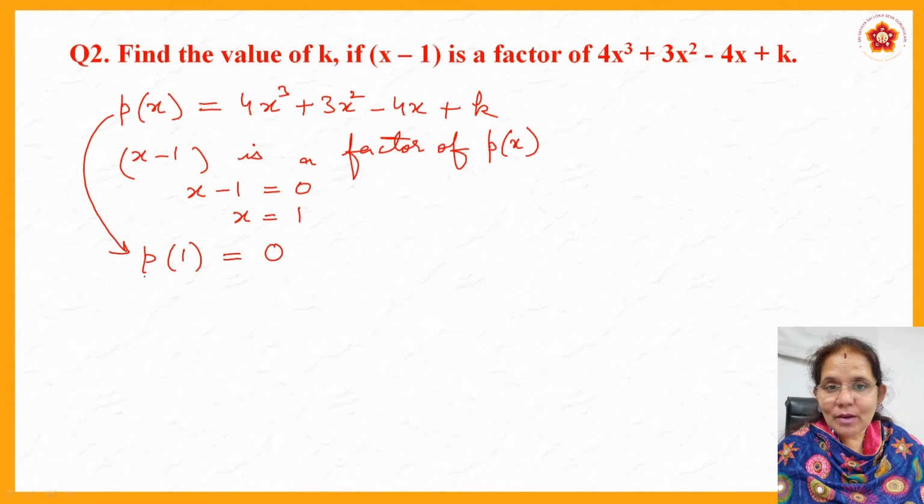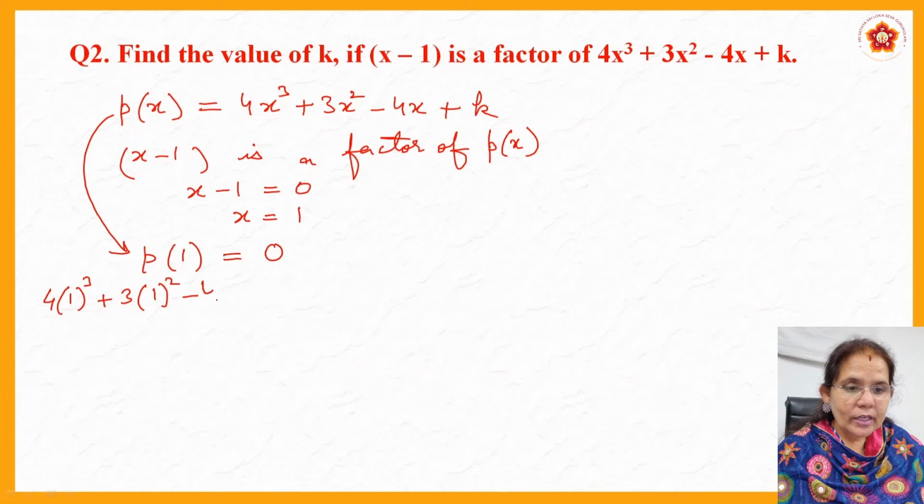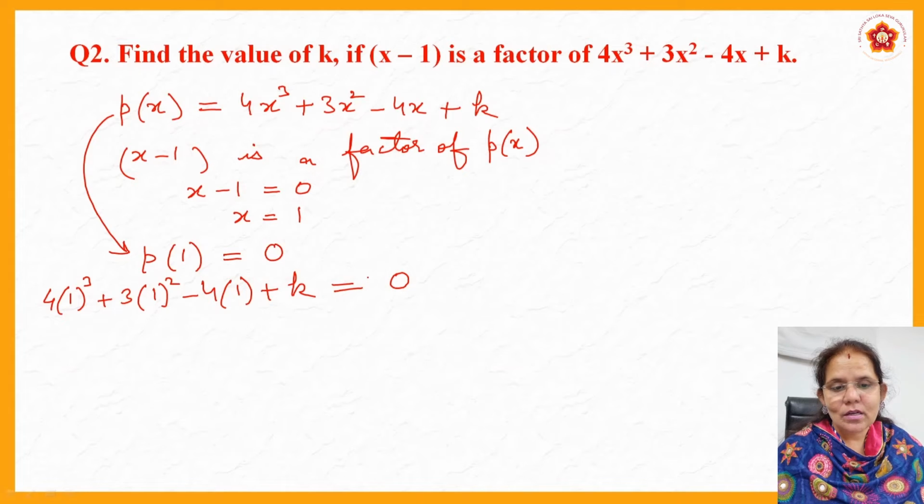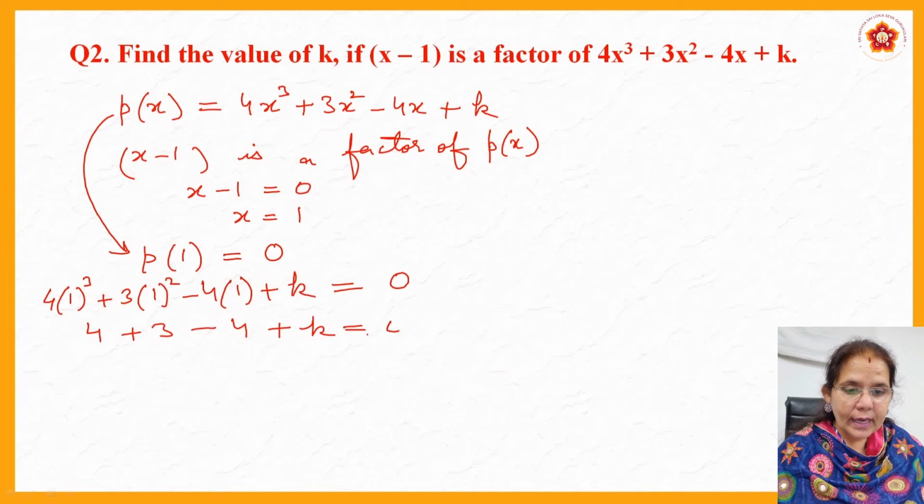When x is replaced by 1, the remainder will be 0 because in the question itself it is given that it is a factor. So now let us put x as 1. So 4 into 1 cube, 3 into 1 square, 4 into 1, k we will copy as it is, plus k. This is equal to 0. It is given to us. Now solve it. When we solve it, we will get the value of k.